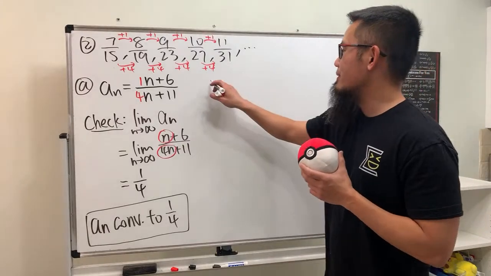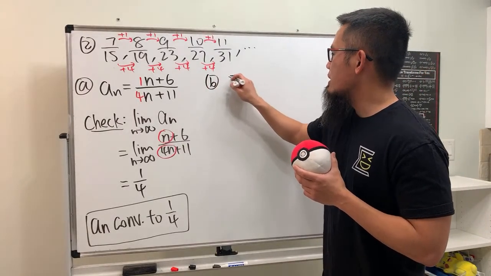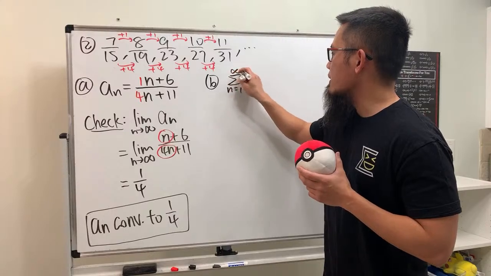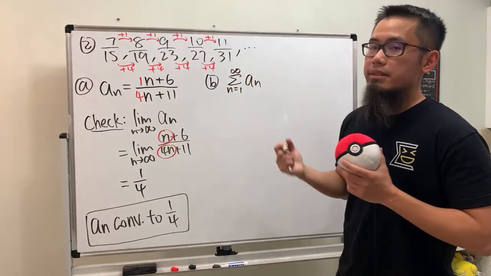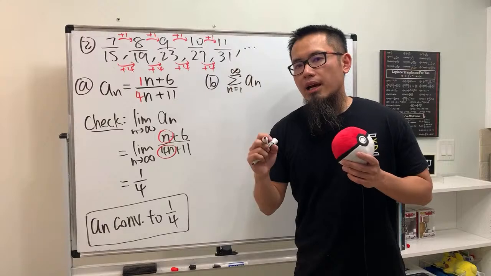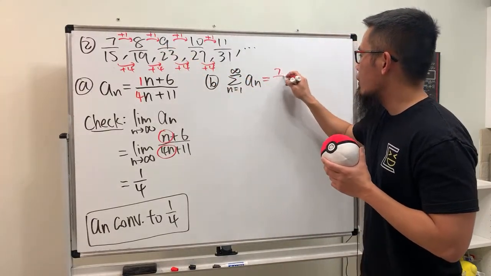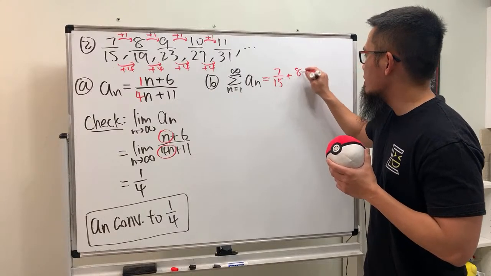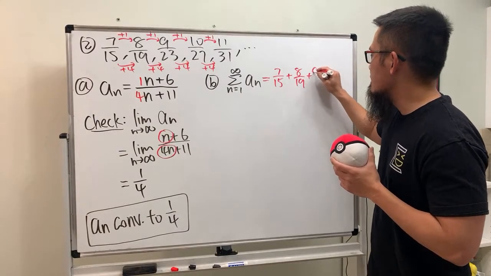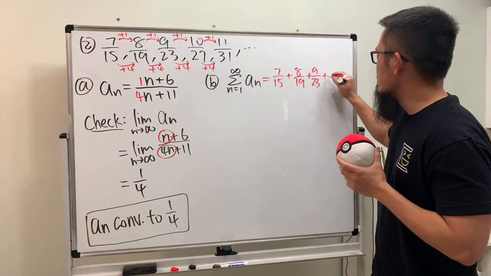Now, for part 2, you know it. We are going to see if the series as n goes from 1 to infinity of a_n converges or not. Again, what does this mean? It means that we are going to look at 7 over 15 plus 8 over 19 plus 9 over 23 and so on, so on, so on, right?